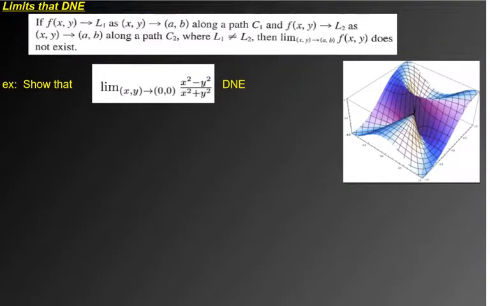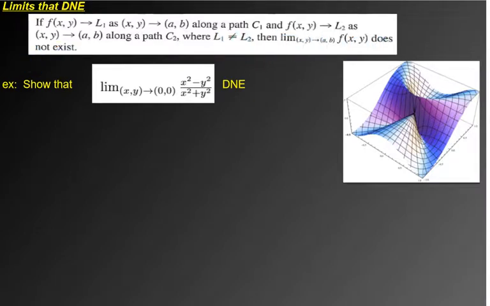So this just kind of sums up what I was just saying, but doing it more formally. I'll just walk you through what this is saying. It's saying if a function of x and y approaches some number L1 as (x, y) approaches (a, b) along a path, and that same function approaches L2, some different number, as we get close to that point along a different path, and these are not the same, then this limit does not exist, right?